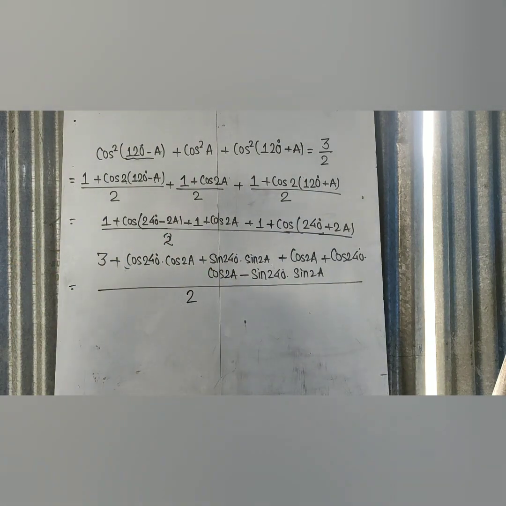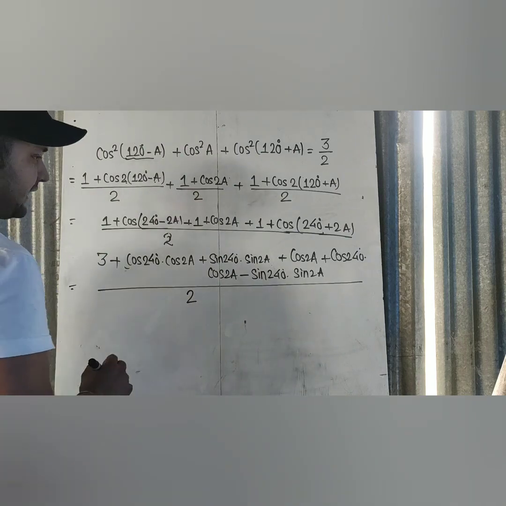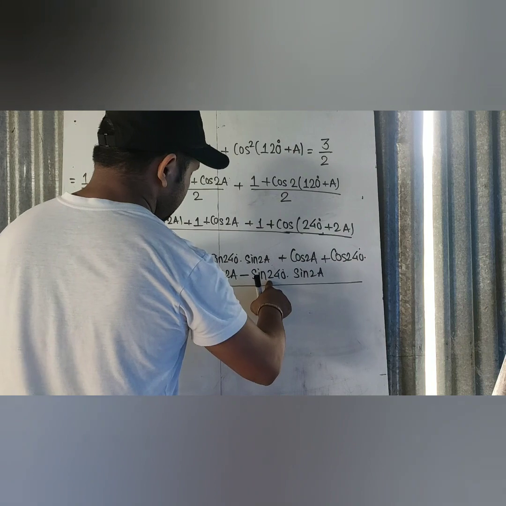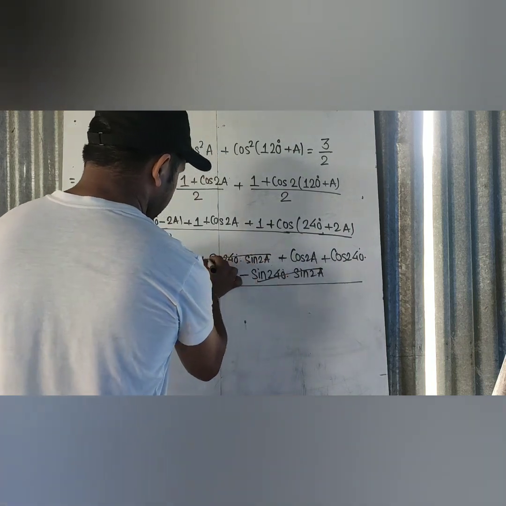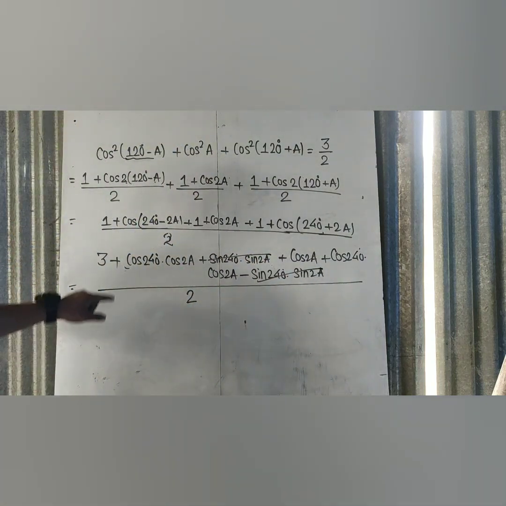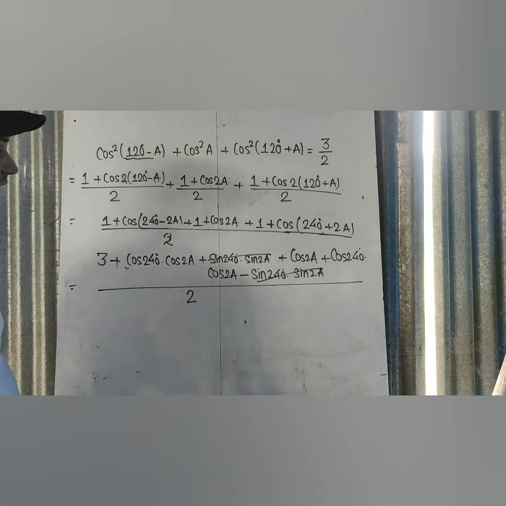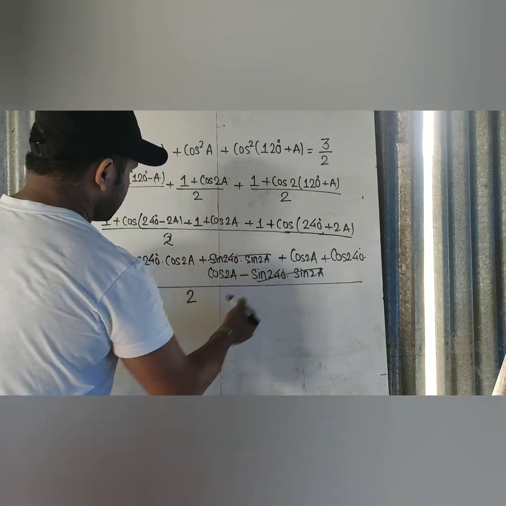Okay, now we can see if there is something that we can cancel: plus sin 240 into sin 2a, minus sin 240 into sin 2a. So we can cancel them. Or we can also use the formula cos a minus b plus cos a plus b here directly, but still we are in the initial phase, so we might not know that one. Right now we can cancel this term in this way.